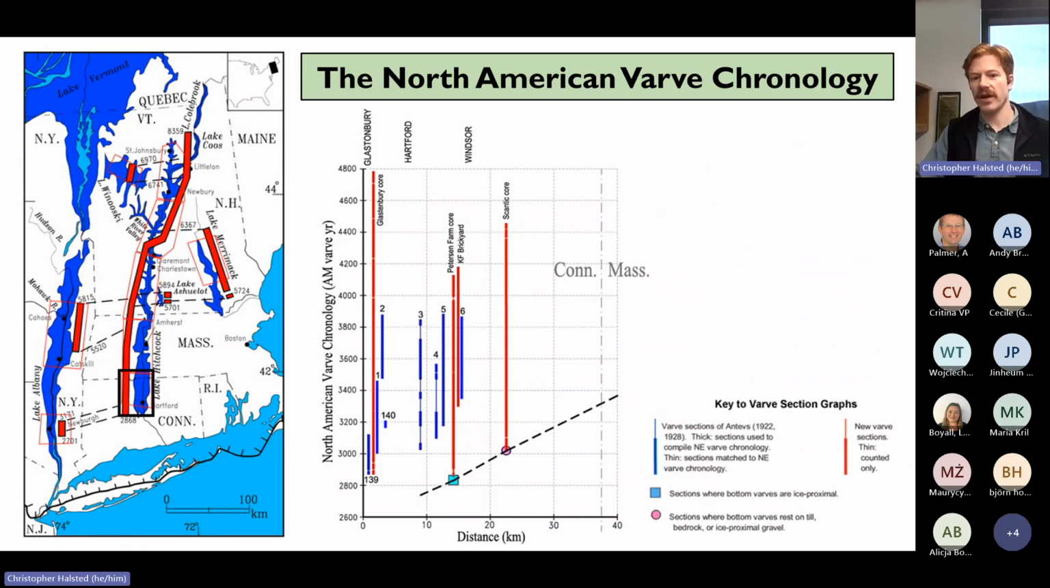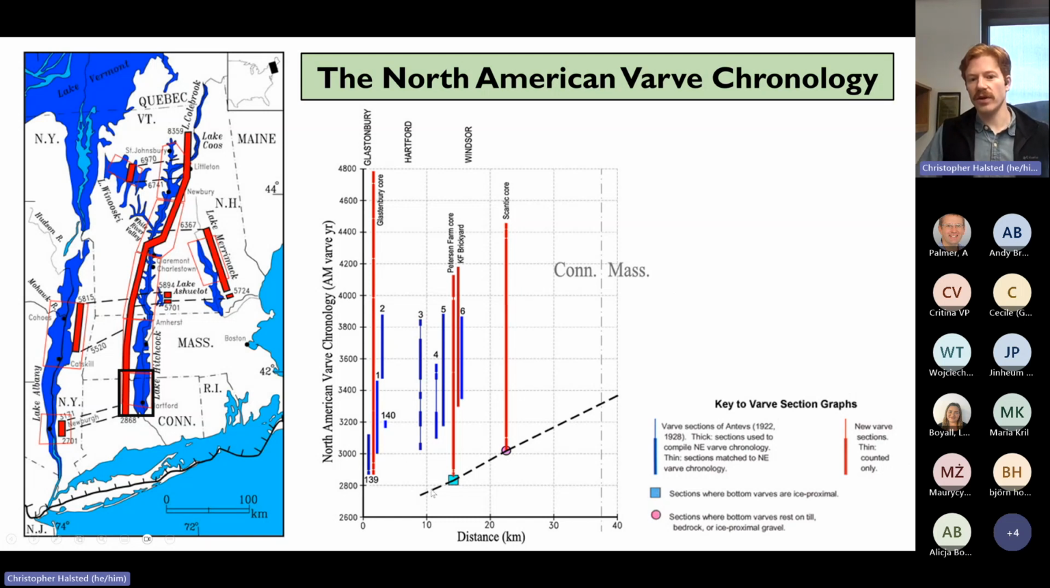So this figure right here is a time-distance diagram. On the x-axis, we've got distance north from the bottom of this record right here. As we move right in this panel, we're going further and further north. All of these lines are showing varve sections. Where it's thin and blue, those are Ernst Antevs' original varve sections. Where it's thicker blue, those were added by Jack Ridge in the 1990s. And where it's red, those were added in the 2000s.